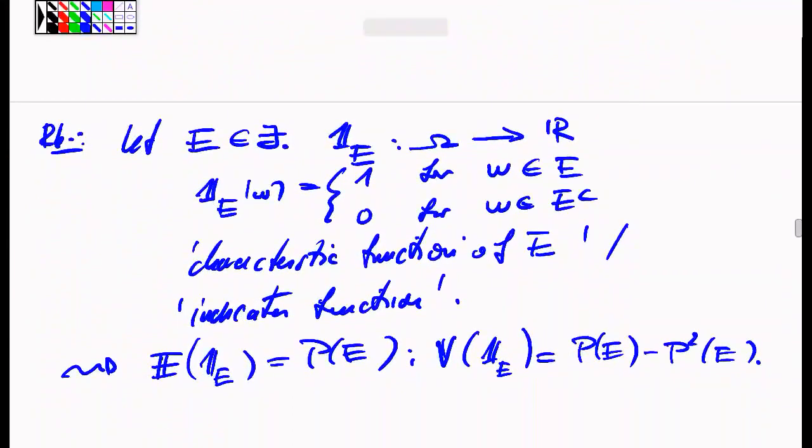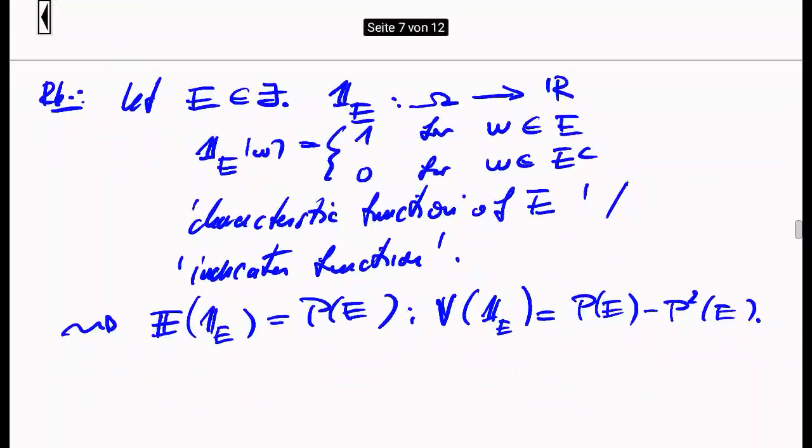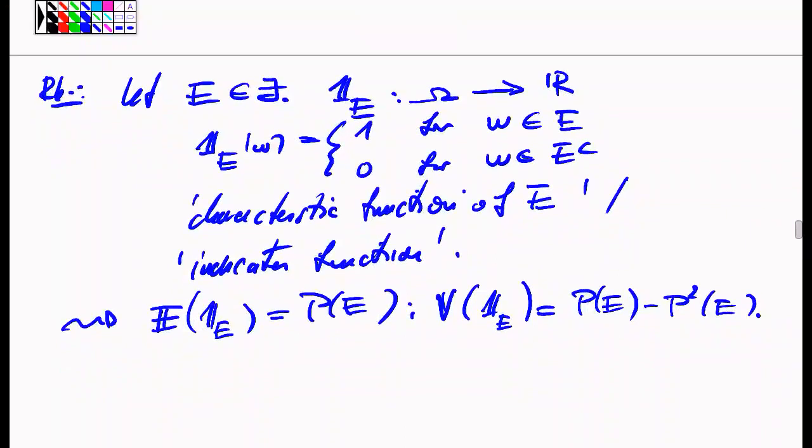I recall a simple fact which we basically used already when we introduced the concept of an expected value for simple random variables, namely the fact that the expected value of the so-called indicator function of a set equals its probability. So recall, what is the indicator function of a given set E? The indicator function of a given set E is the random variable which assumes values 0 or 1, and it is 1 on those omega which belong to a certain event E, and it is 0 else.